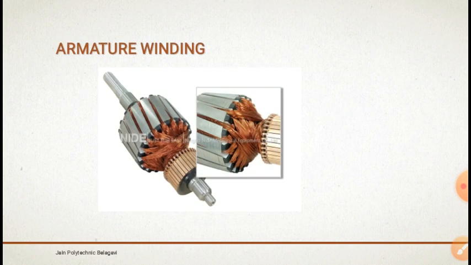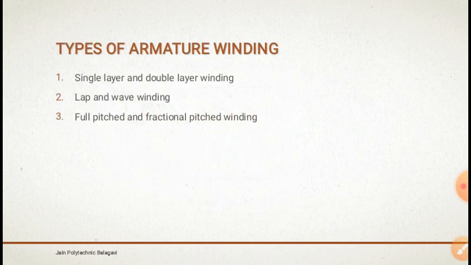So armature winding, what is the meaning of armature winding here? As we all know, the armature is a rotating part in a DC machine. Armature windings are always of non-salient type and usually these are symmetrically distributed in the slots around the complete circumference of the armature. There are a number of types of armature windings: single layer and double layer winding, lap and wave winding, full pitched and fractional pitched winding.